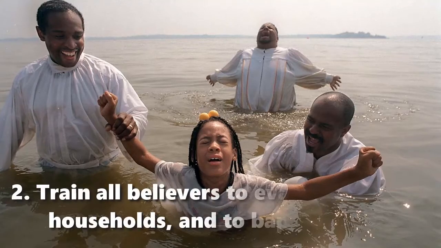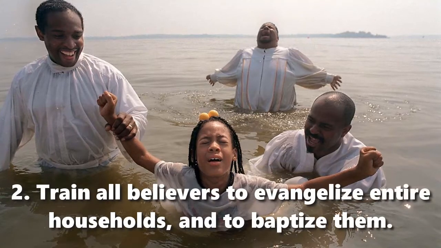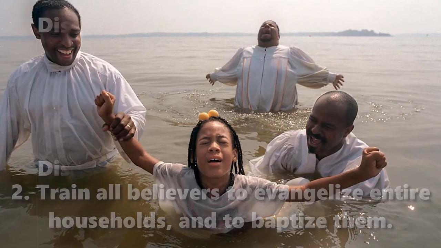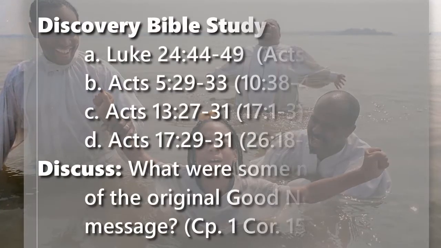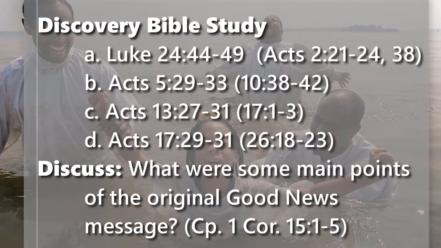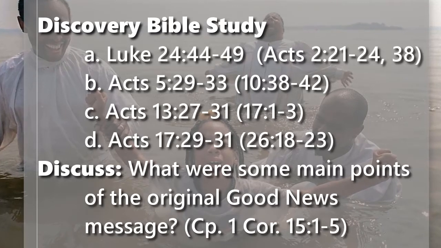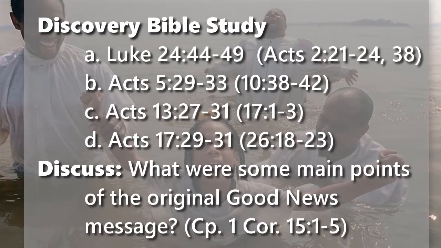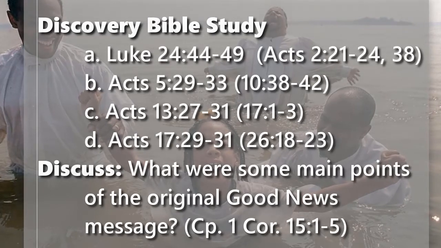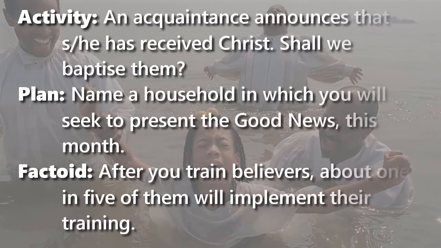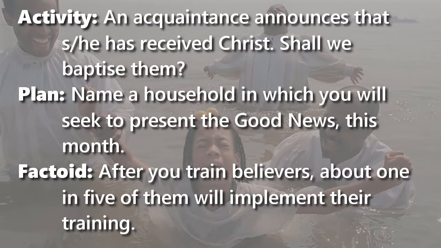Practice 2. Train all believers to evangelize entire households and to baptize them. Form tiny groups that read these texts. Have them discuss and reply to this query. What were some main points of the original Good News message? Factoid. After you train believers, about 1 in 5 of them will implement their training.